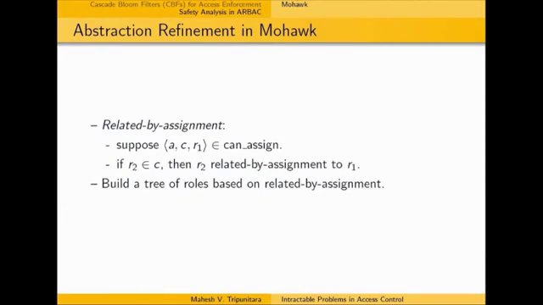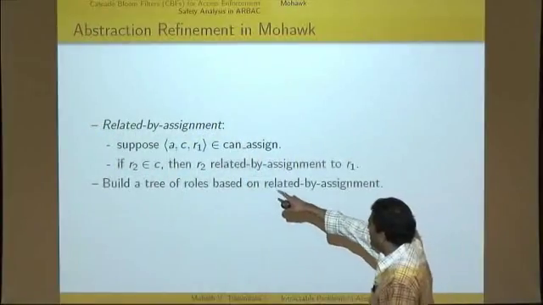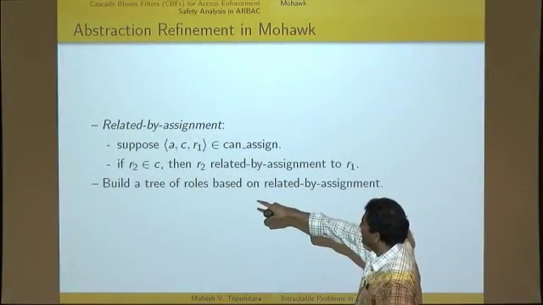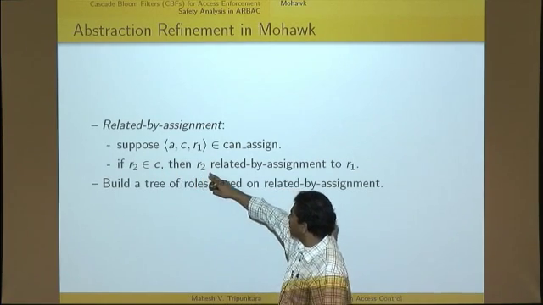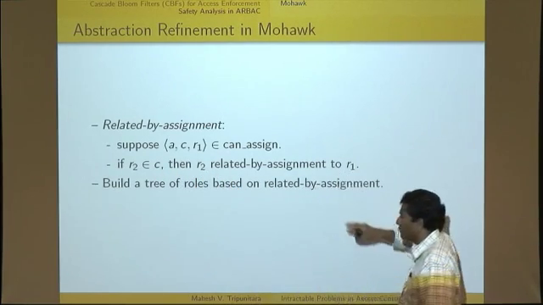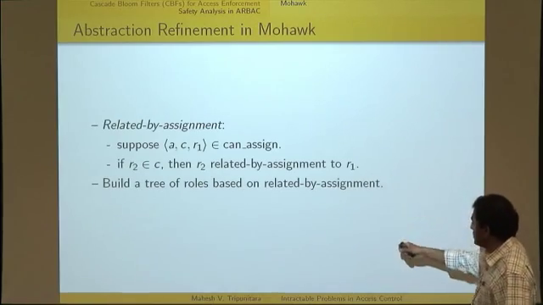So here's Karthik's approach to abstraction refinement, which happened to work for the benchmark policies. What he does is somewhat straightforward: he defines a relationship called related by assignment between roles. So for example, if you have a can-assign rule with target role R1, and there is a precondition role R2, then we say that R2 is related to R1, right? And then he builds a tree based on this.